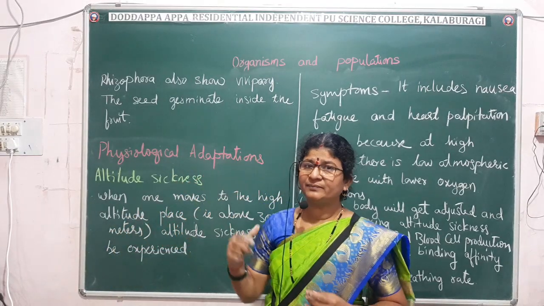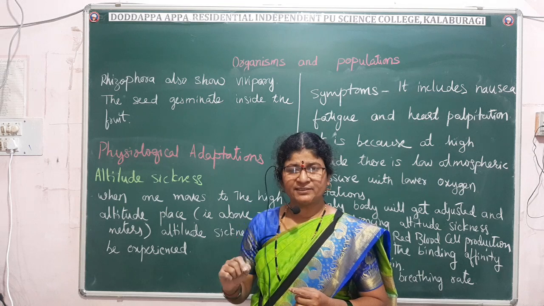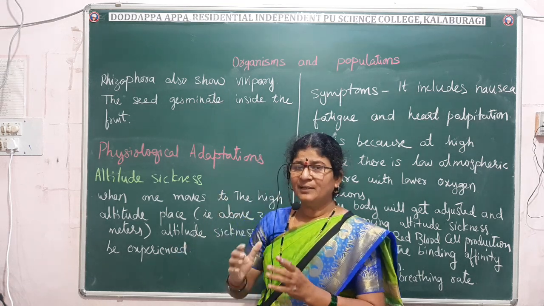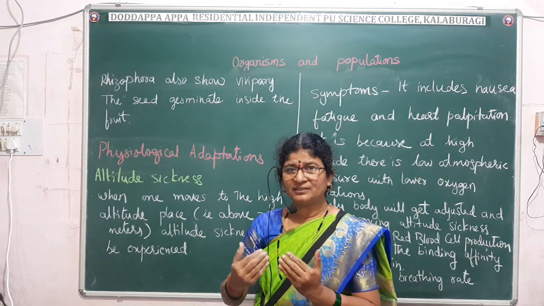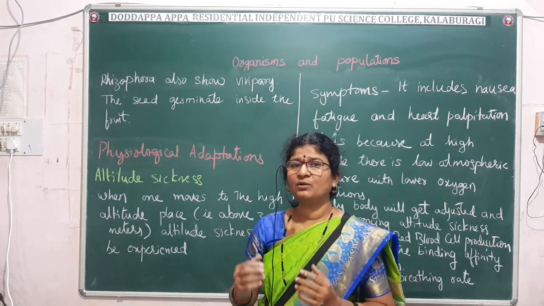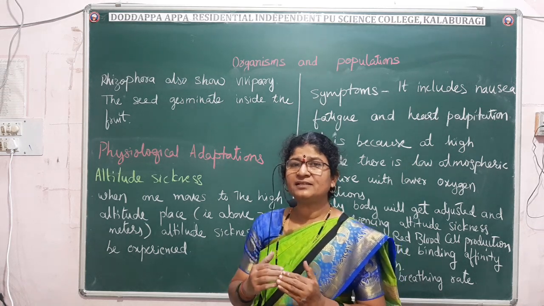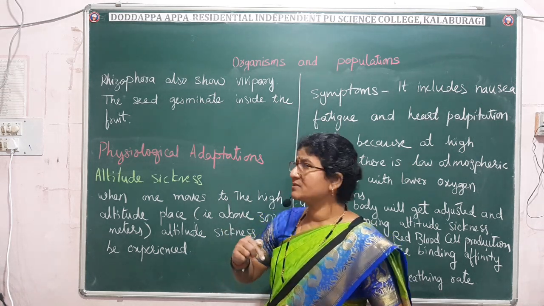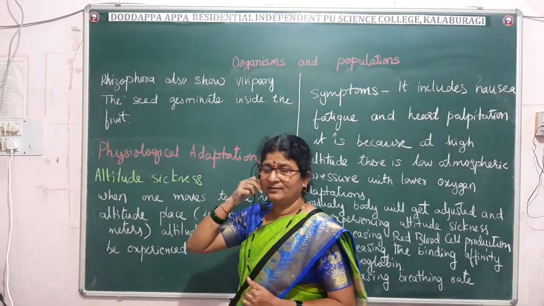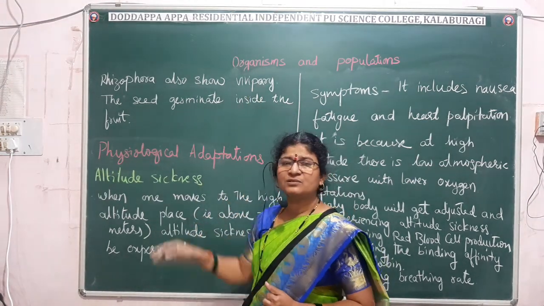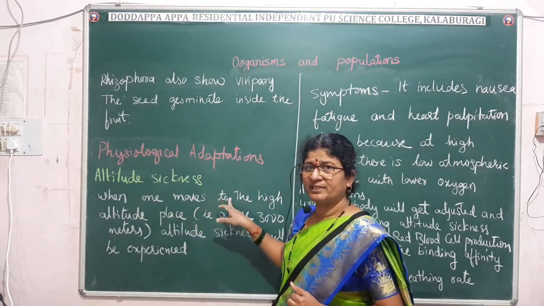See, apart from developing the respiratory roots, the Rhizophora has one more adaptation. Because if the seeds happen to fall, they will fall in saline water. So instead, the seeds germinate inside the fruit itself, and that process is called vivipary. Now next, let us go to the physiological adaptations.